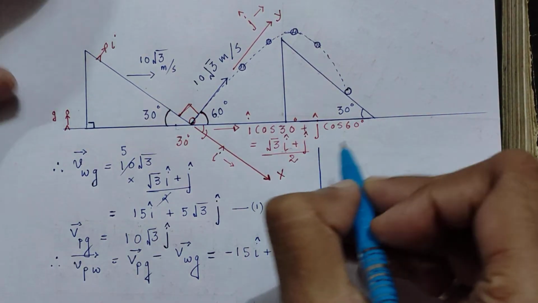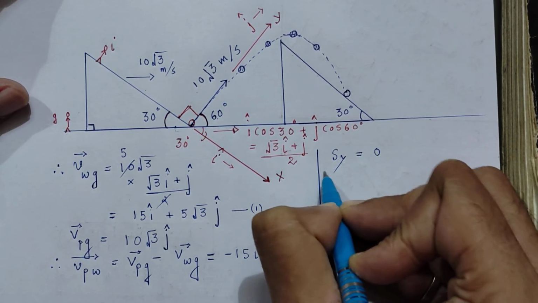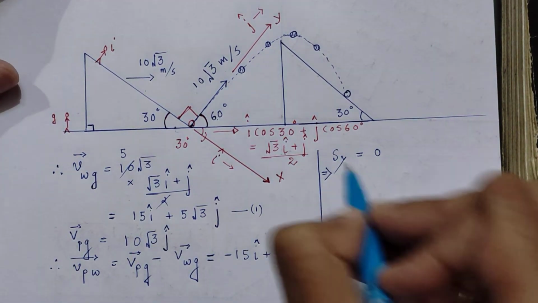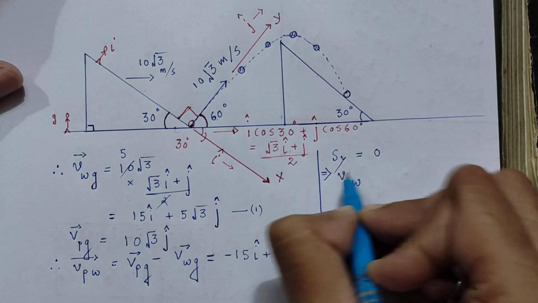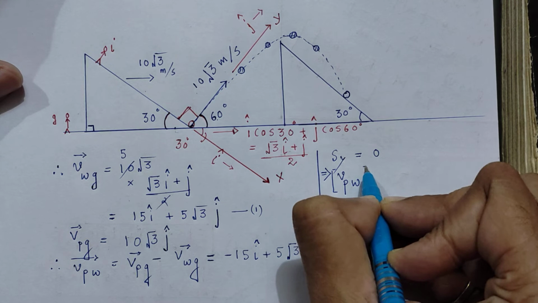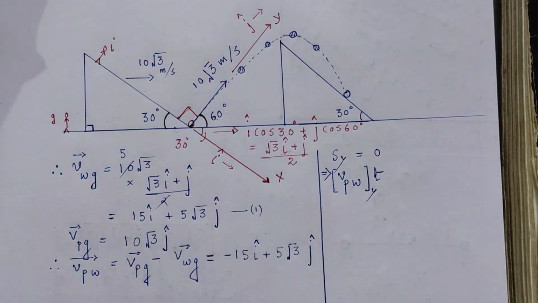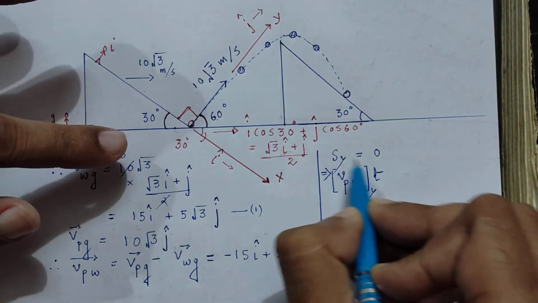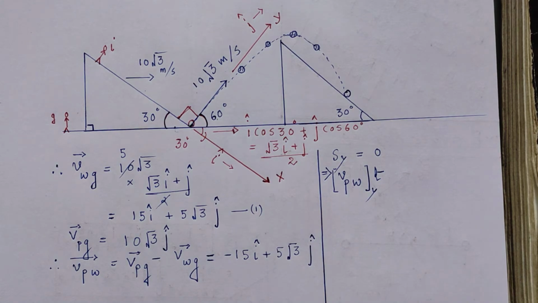So what is this Sy? Sy equals 0. What can we write? Velocity of projectile with respect to wedge, its y component, into the time of flight. Okay. Now if you are taking the velocity of the particle with respect to wedge, then you must take the acceleration of the particle with respect to wedge also.